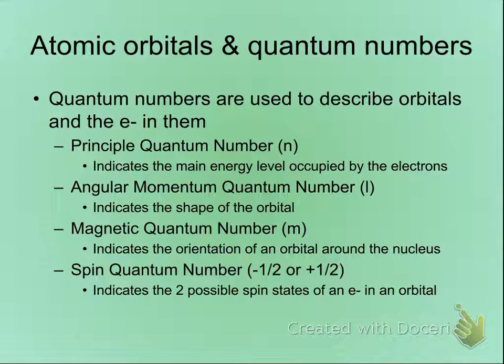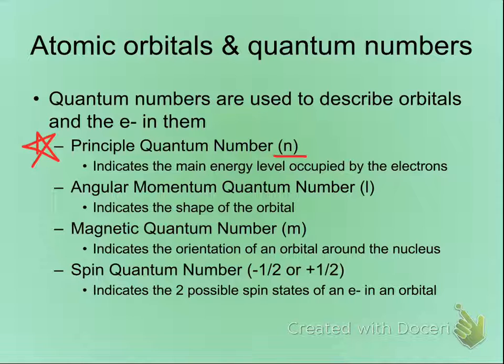And the principal quantum number is the only one that I'm going to ever really expect that you know the name of. Principal quantum number is also identified as n. We'll say n equals 1, n equals 2, n equals 3. And it's the main energy level. So it's the first, second, third, fourth main energy level.